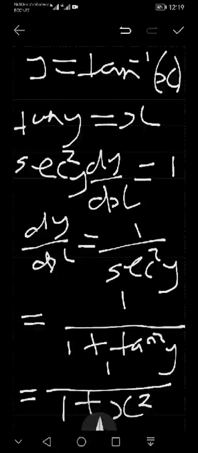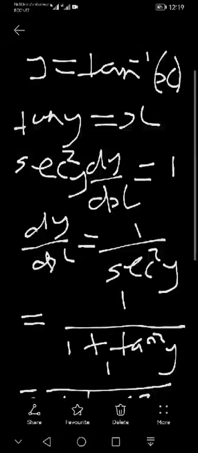Okay, so this will be equal to 1 over 1 plus. Now let's go back again to our second step where we had tan y equals x. So if we square both sides, it will be tan squared y equals x squared. So I just replace tan squared y with x squared, right? So this will be x squared, and this is our dy/dx.